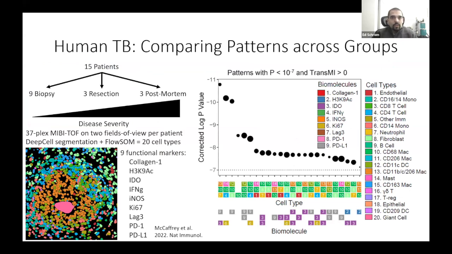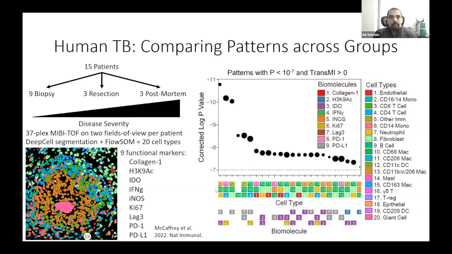Each field of view was transformed into a map of 20 cell types, plus the quantitative expression of 9 different functional markers. And while the original paper, which I highly recommend, focuses on the commonalities of granuloma structure across the patients, Aaron and I used trans-MI to look for differences among the severity groups. And indeed, we found many candidate ensembles.